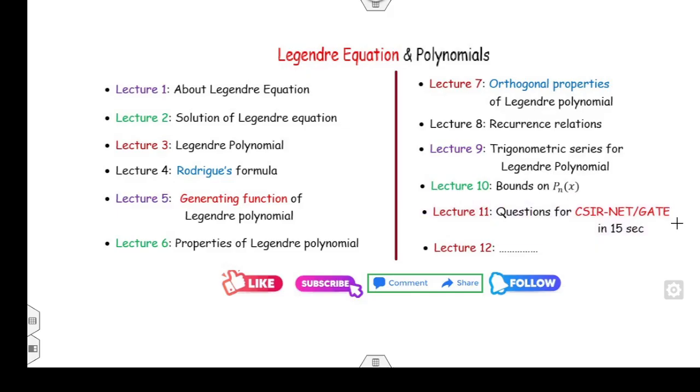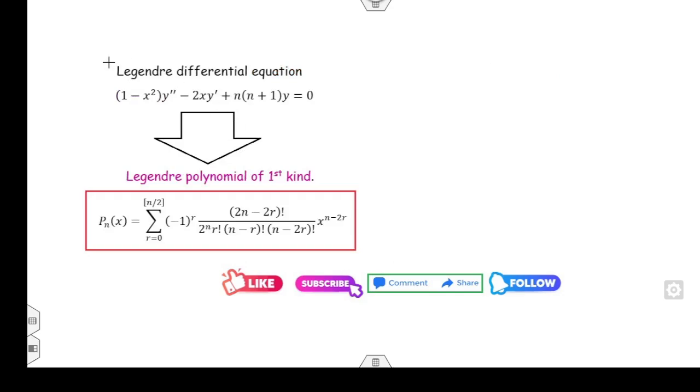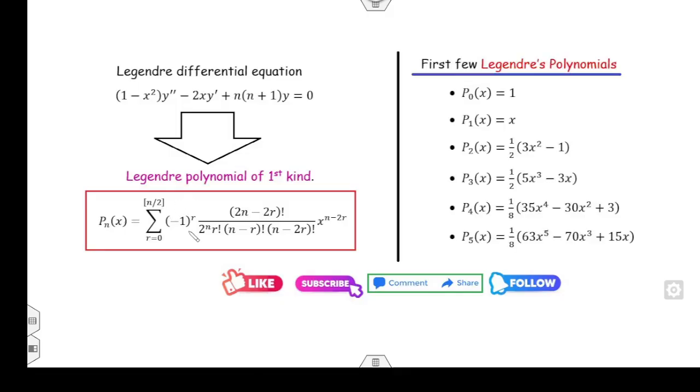As we have discussed and derived in our previous lectures, the Legendre differential equation is defined as (1 minus x square) y double prime minus 2x y prime plus n(n plus 1) y equals 0, and the corresponding solution is Pn(x), which is called the Legendre polynomial of the first kind. By choosing different values of n, for example, if you choose n is equal to 0, you can compute the value of P0(x). If you choose n is 1, then you can find the value of P1(x) after substituting into this expression, and so on.